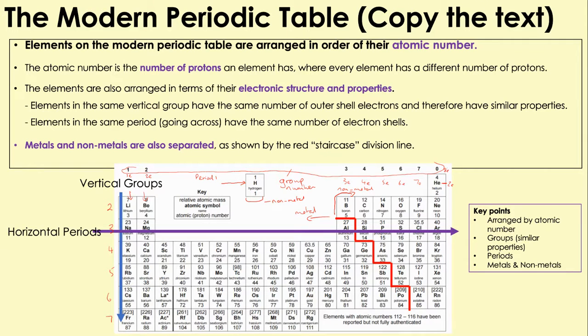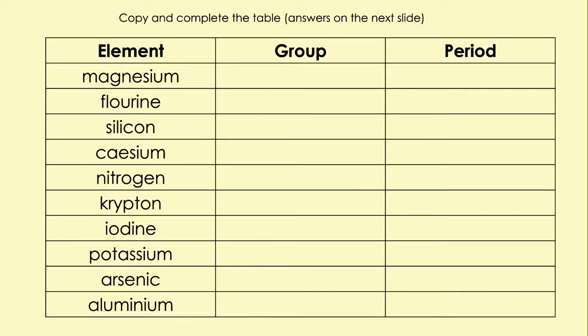Okay, so that's all the information that you need to know. Hopefully you got that copied down. So the only task you need to do from this, apart from copying the text on the previous slide, is to just find these elements in the periodic table and write down which group and period they're in, so that we get used to identifying which group and period elements are in. So if you pause the video, copy that table down, complete it, the answers will be on the next slide.